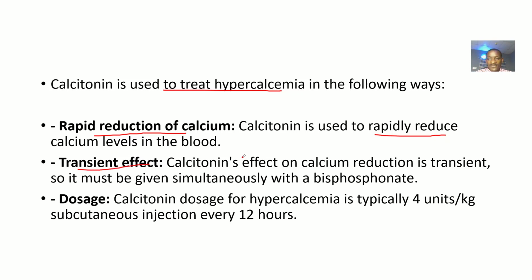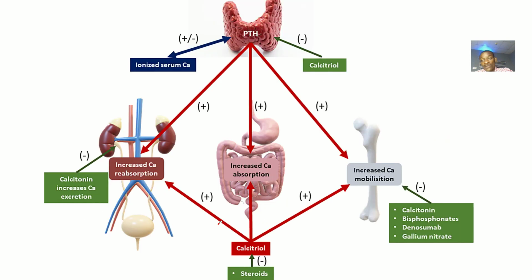How about the transient effect? Calcitonin's effect on calcium reduction is transient, so it must be given simultaneously with a biphosphonate. How about the dosage used? Calcitonin dosage for hypercalcemia is typically 4 units per kilogram subcutaneous injection every 12 hours.